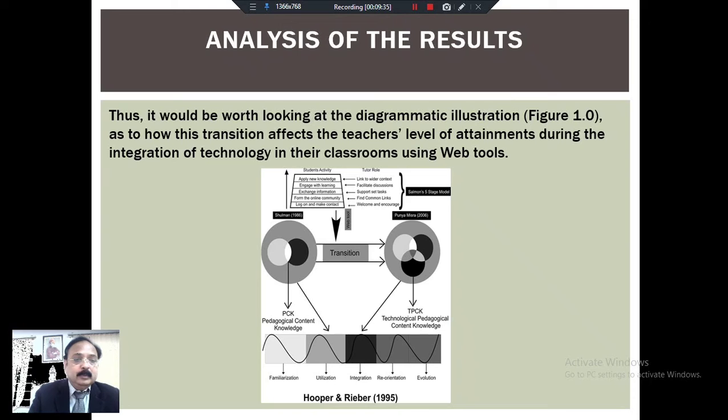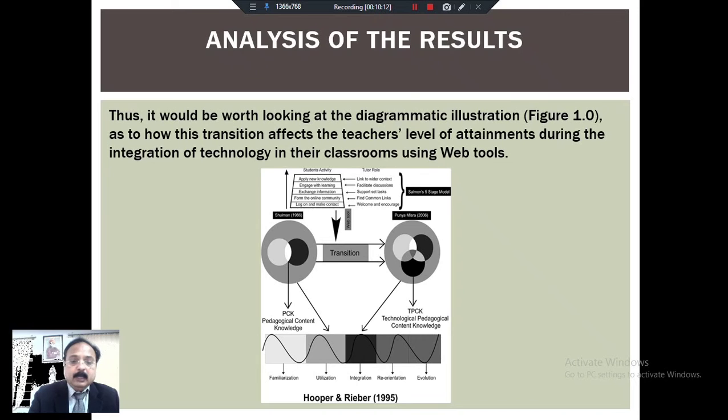So it is worth looking at this particular diagrammatic illustration, where it shows a very clear transition of the teacher's level of attainment during the integration of technology in the classroom using web tools. So how we are trying to adopt Sullivan's 5-stage model and moving to the next stage of transition to incorporate whatever they know, the online pedagogical content knowledge, to move forward from one stage to another, starting from the familiarization stage until the evolution stage.